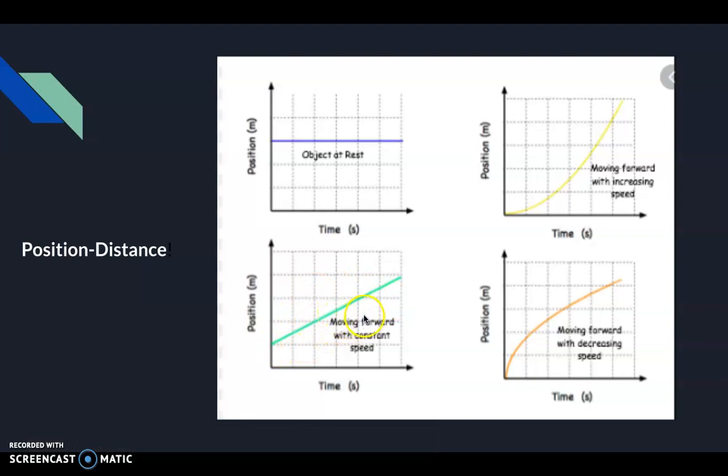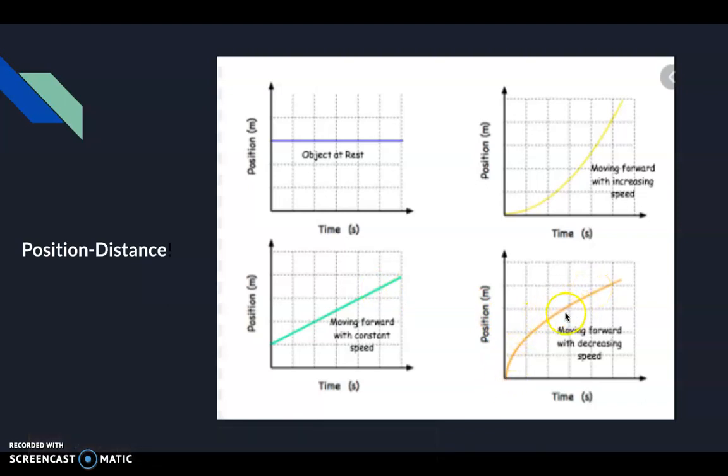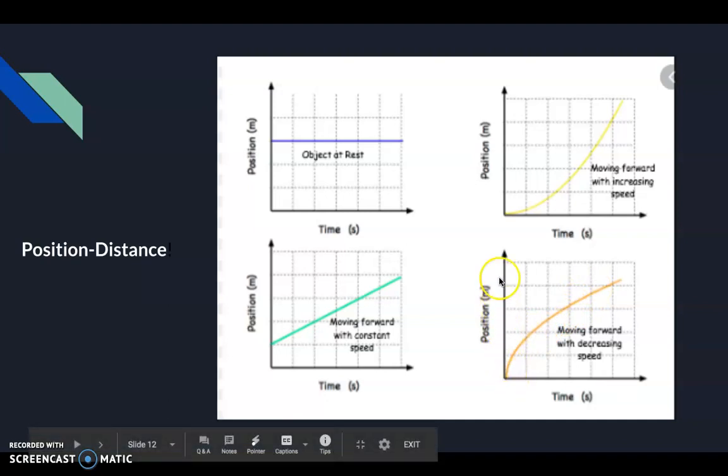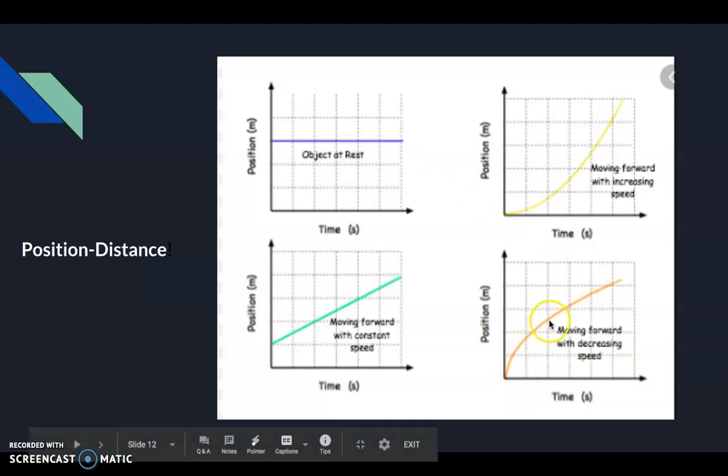So this would be like a car following the speed limit. Okay? This would be moving forward with a decreasing speed, okay? Because if you see this, it's still gaining distance, correct? However, it's kind of approaching a plateau. It looks like it's going to flatten out. And if it flattens out, that lets us know that the object is at rest. So this represents an object slowing down.